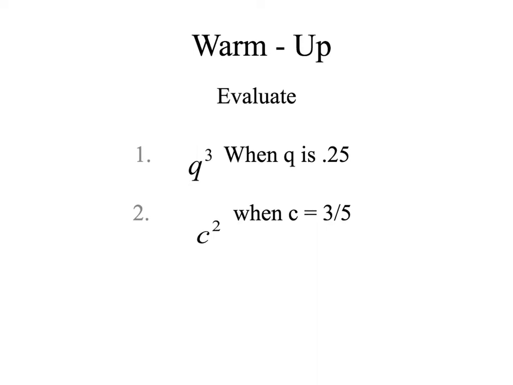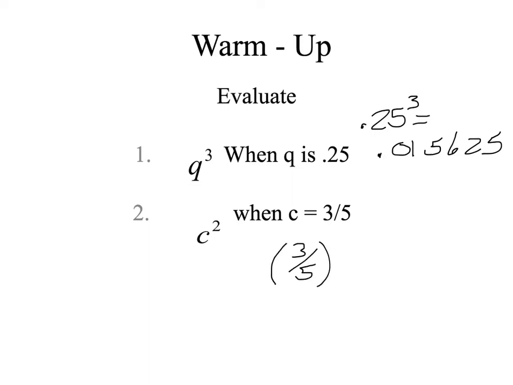So for the first one, you have 0.25 to the 3rd power, and when you evaluate that in your calculator, you get 0.015625, and you would just leave that as a decimal. For the second problem, you have 3/5 squared. That ends up being 9 over 25 because I squared the 3 and I squared the 5. Or if you happen to have it as a decimal, which is fine, it's 0.36 as a decimal.